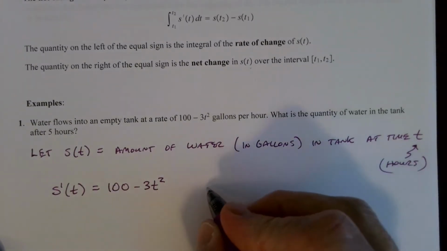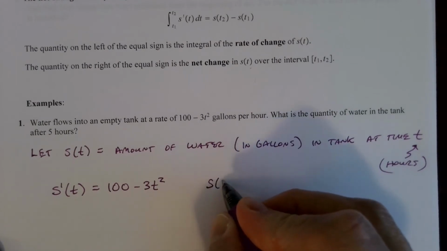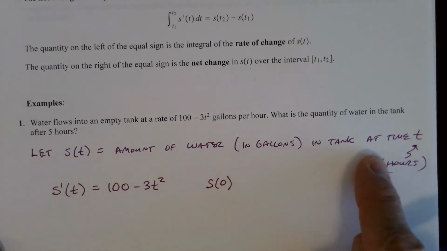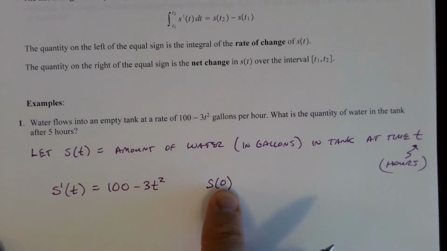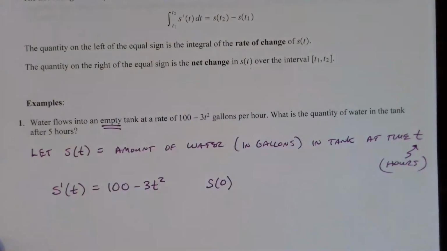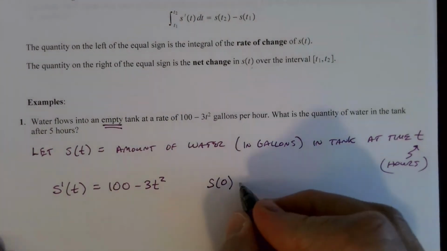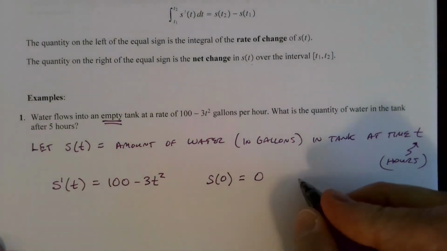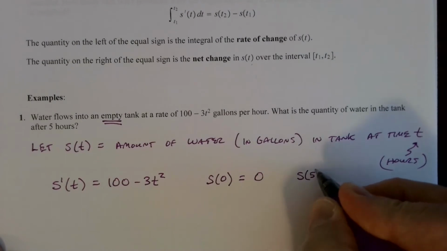Further, we know what is S of 0. Do we know what S of 0 is? What's S again? It's the amount of water in the tank initially, at time 0. What do we know? Well, we're told that the tank is empty. If it's empty, that means there's no water in it, so there's 0 gallons of water in it. And the question then, what is S of 5?